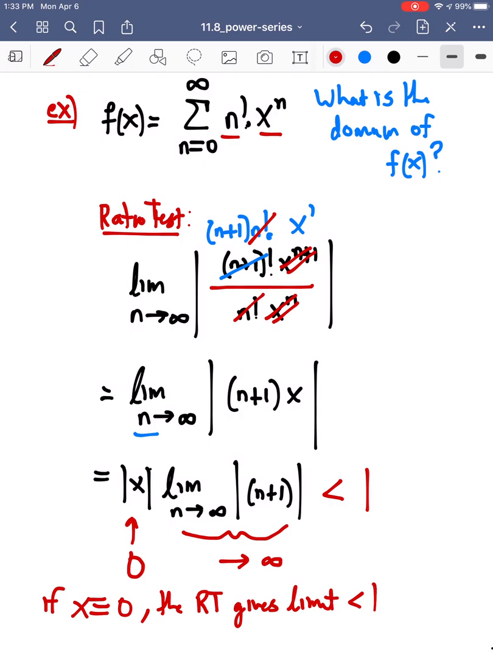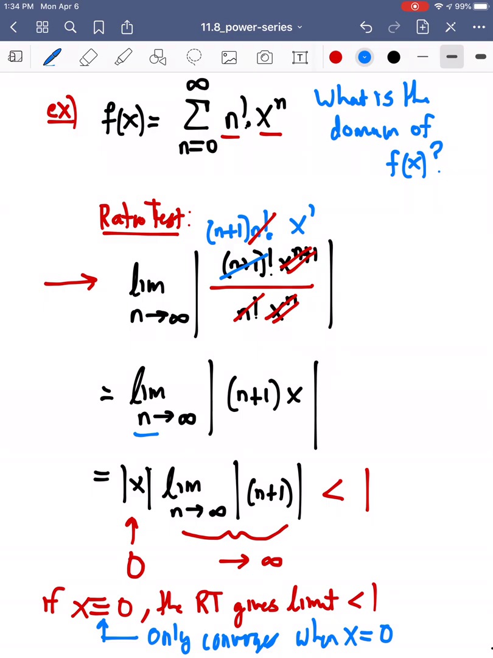Again, it only gives a limit less than 1, though, because the product of this entire thing coming from the original limit is identically equal to 0. So in this case, this series only converges when x is identically equal to 0.